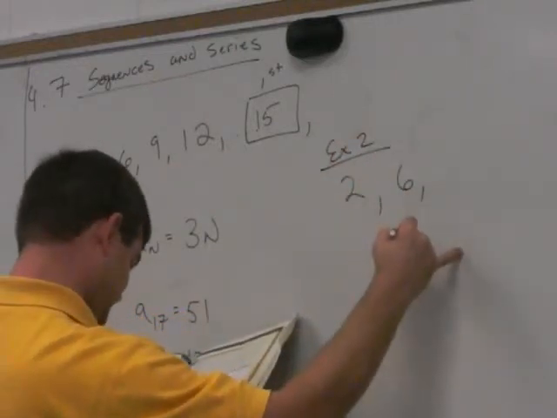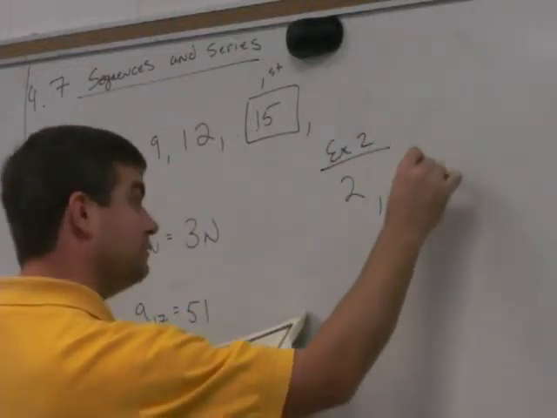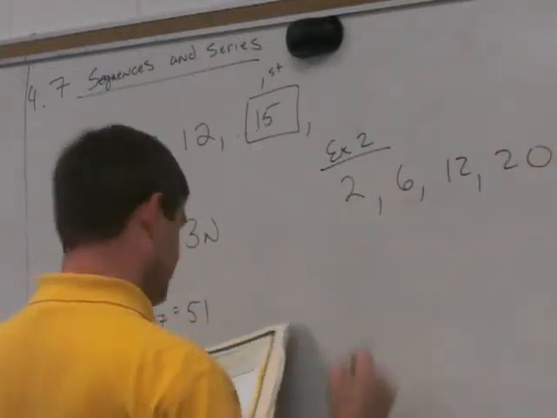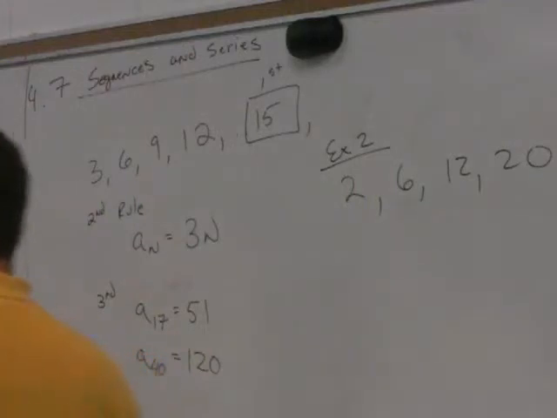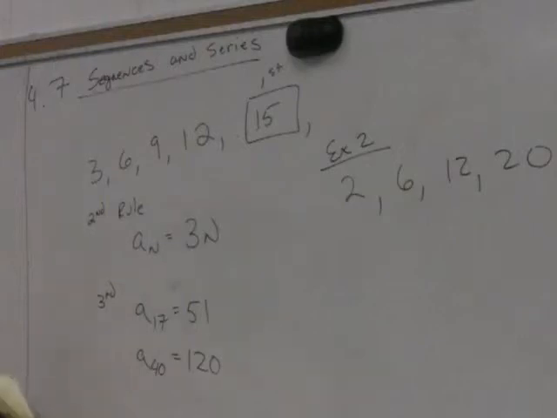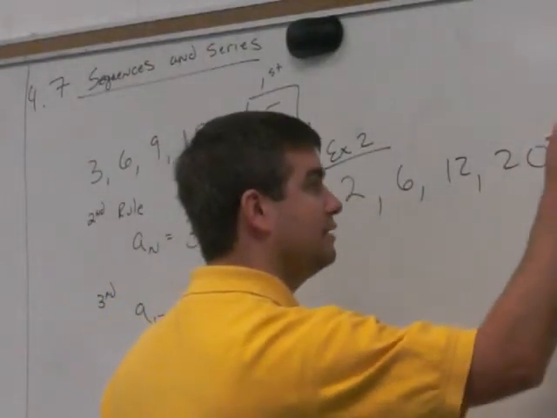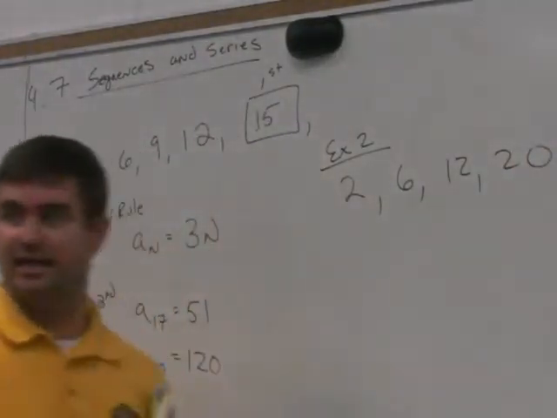2, 6, 12, and 20. Dot, dot, dot. Going on and on forever. What's the first thing, the easy thing, what do I want you to be able to do? Find the next term. Can you figure out the next term? 30. Very good. 30 is the next term. Exactly right.